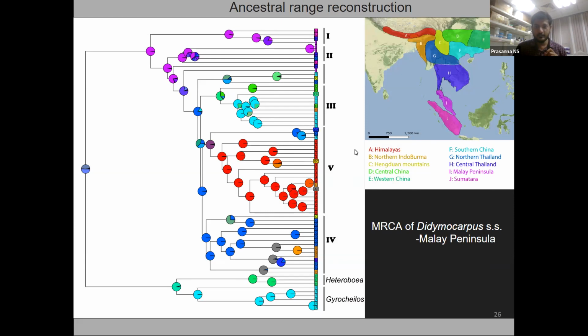Ancestral range reconstruction reveals that it probably originated in the Malay Peninsula and Sumatra region, and the most recent common ancestor of this Didymocarpus was in the Malay Peninsula. It then moved northwards and diversified in the Indo-Malayan realm, especially around the Himalayas.